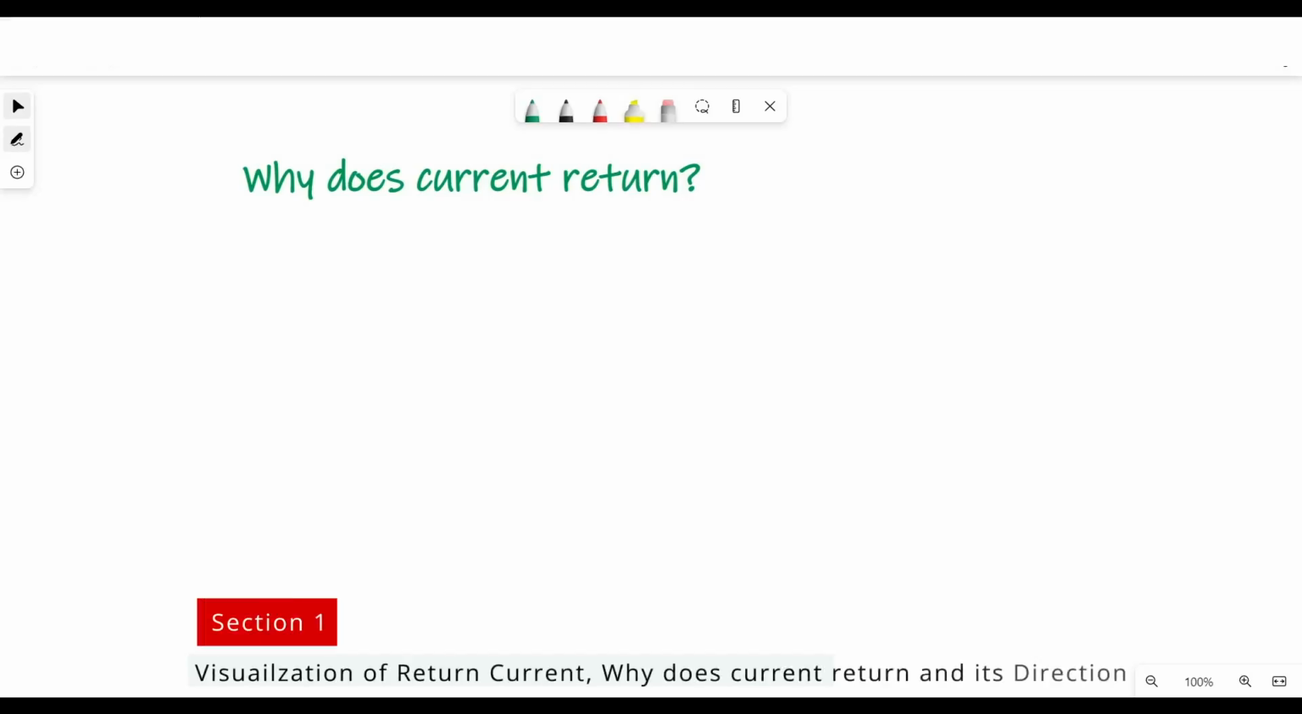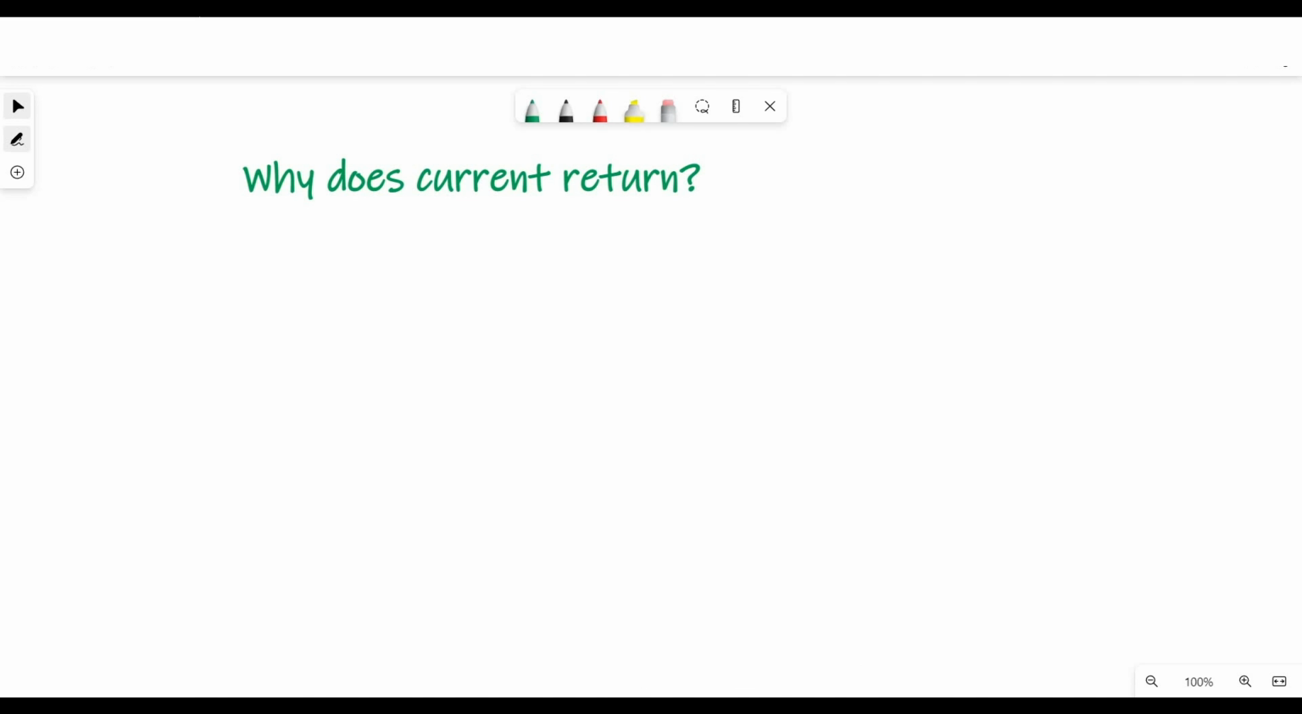In the first section of this video, we'll try to visualize the return current: how it is created, what the direction of propagation is, and what the direction of circulation is for a return current. We can ask the very first question: why does current return? And its answer is very simple.